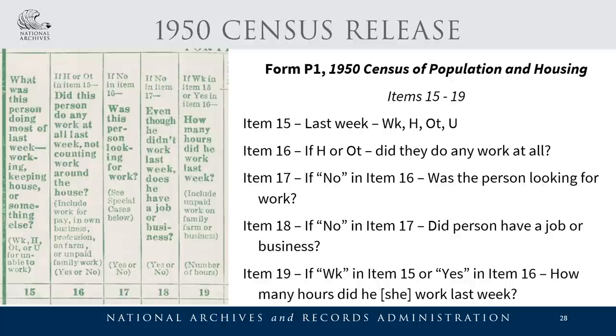Item 16, if H or OT in item 15, did this person do any work at all last week, not counting work around the house? And so that was, again, a yes or no question. In item 17, if the answer was no in item 16, was that person looking for work? Item 18, if no in item 17, he wasn't looking for work, did this person have a job or business? Item 19, if work in item 15 or yes in item 16, how many hours did he or she work last week? And these questions are getting into, if the person isn't working, what is their employment status? Do they have some job they just weren't working at during the previous week? Were they not looking for work at all? Just getting into the details of their employment status.